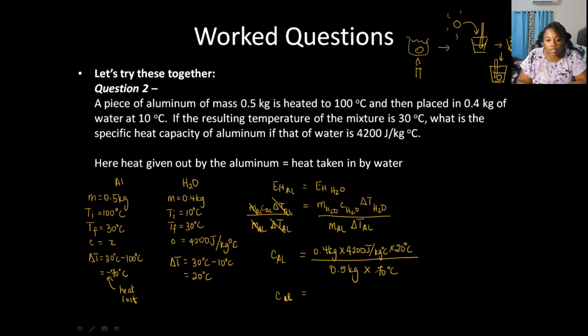Now if we calculate this, we get rid of some units first, and we're pretty good. We're going to get back the same units of joules per kilogram degree Celsius, because that's the unit of specific heat capacity anyway. And when you calculate this, you get 960. Right? So I'm going to put the units a little bit closer.